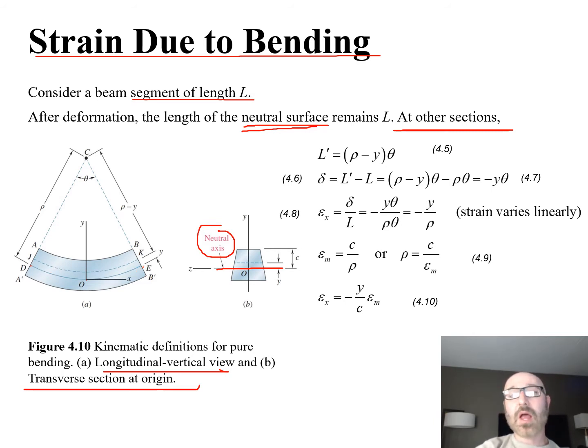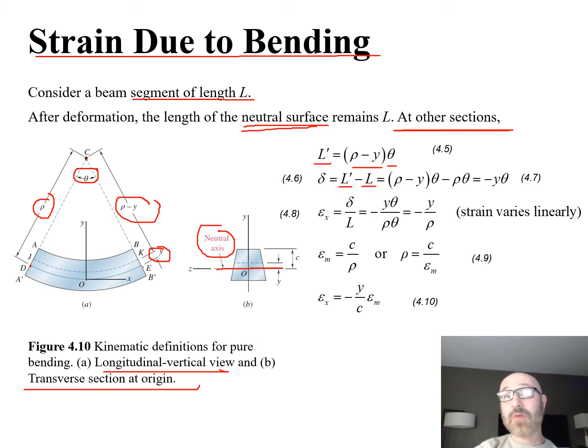Now if we're talking about our L prime, our new length, we can say this is equal to rho minus y times theta. We can see our rho minus y here, where rho is the distance from C down to that neutral axis, and y is that difference. If we go up to some point of interest, there's our y, that distance up that we're interested in. This is equal to that times our theta, the angle after it bends. Now our delta is going to be the deformed length minus the original length, so L prime minus L.